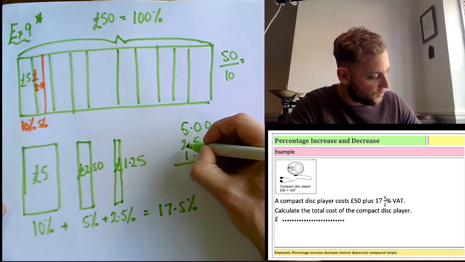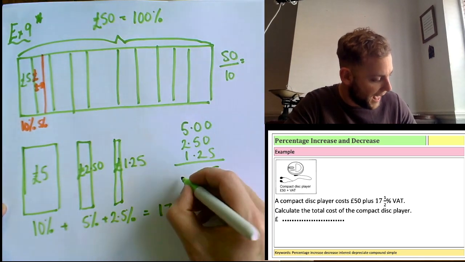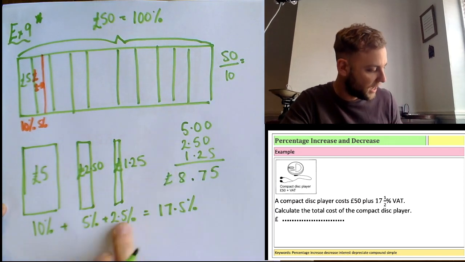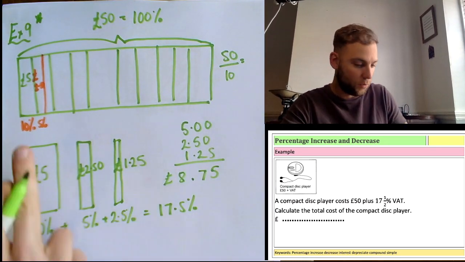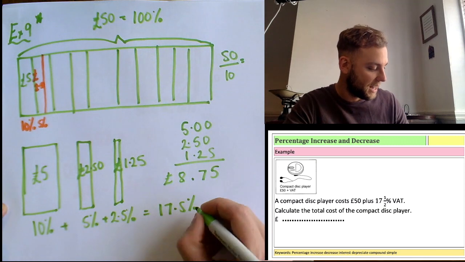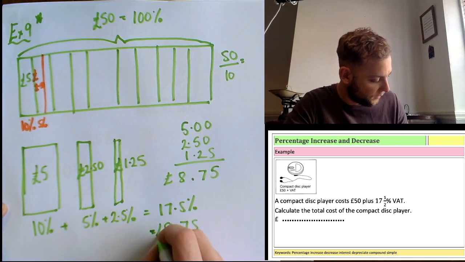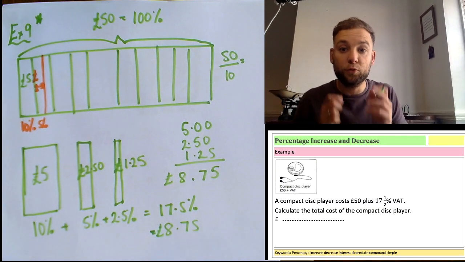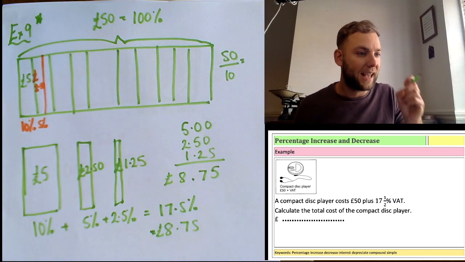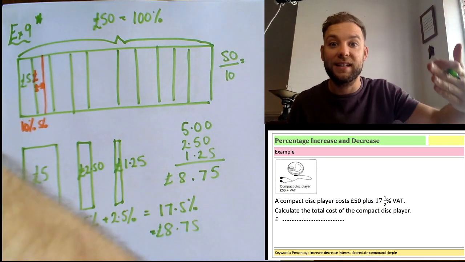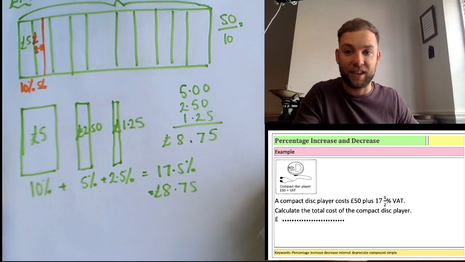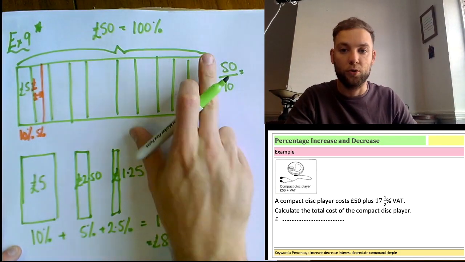And then 5, 2, and 1, so it's 7 and 8. £8.75 is all of these. Okay, so I know that 17.5% is equal to £8.75. Super. Now, I haven't finished there, remember, because it says it's plus 17.5%. So I actually need to add this on to my total, which was 100%.